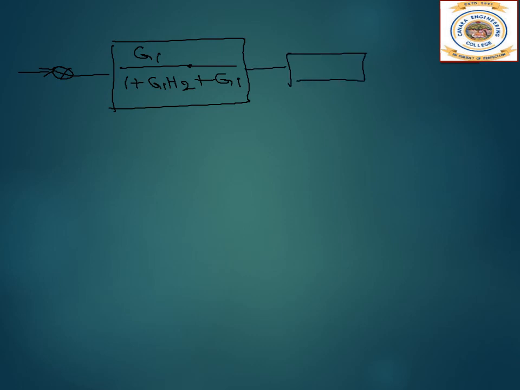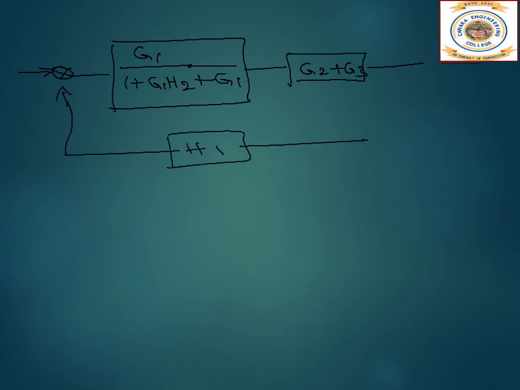Now let us proceed. We have G1 by 1 plus G1 H2 as G of S. After simplification it will come as G1 by, negative feedback, and H of S is what? H of S is 1 there. So I can write this as G1 by 1 plus G1 H2. You simplify, and I am writing it directly over here. So this will be the simplified part. Then we have G2 plus G3, and here we have the final H1.